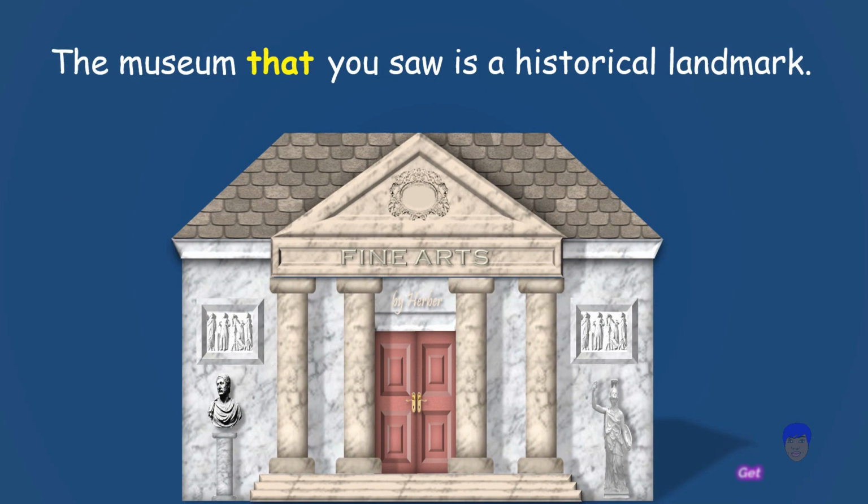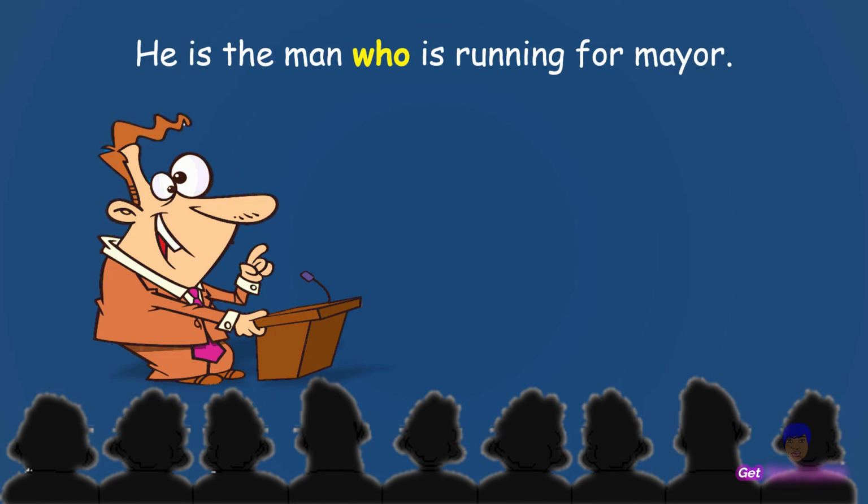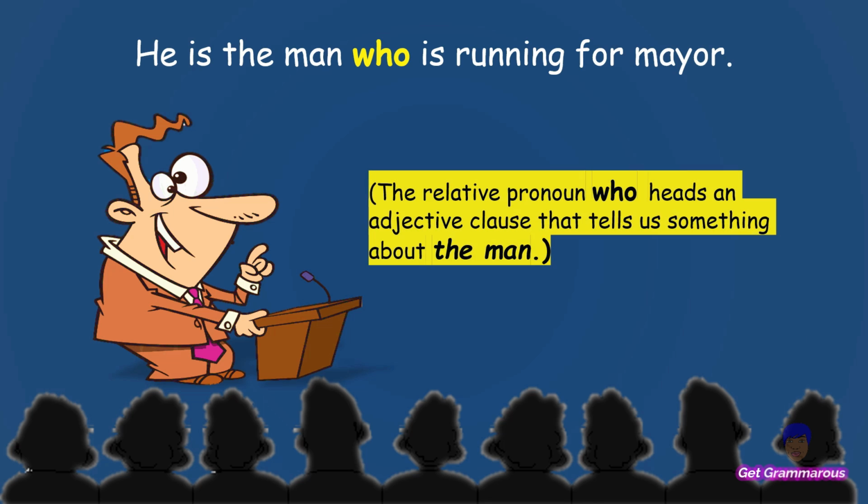For example, the museum that you saw is a historical landmark. The relative pronoun that heads an adjective clause that identifies the museum. Another example. In the long history of the world, he is the man who is running for mayor. The relative pronoun who heads an adjective clause that tells us something about the man.